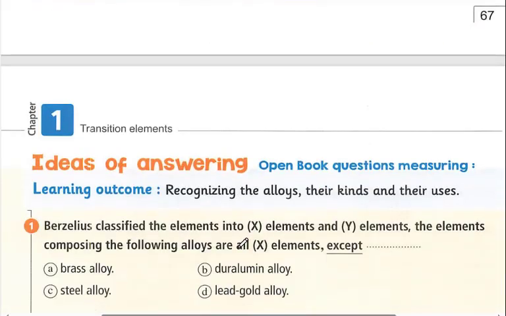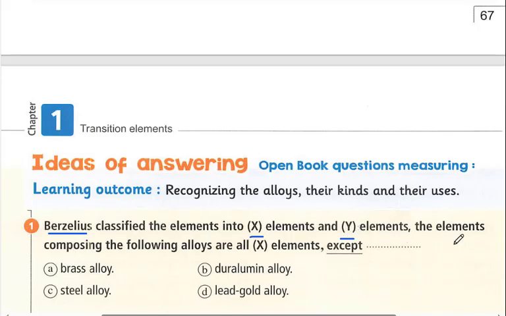So let's have some examples. Berzelius is an old scientist. I think he is in the 16th or 17th century. He spoke about metals and non-metals. He made a classification of metals and non-metals, and organic and inorganic compounds. So he classified the elements according to their appearance, electric conductivity, and physical properties into metals and non-metals.